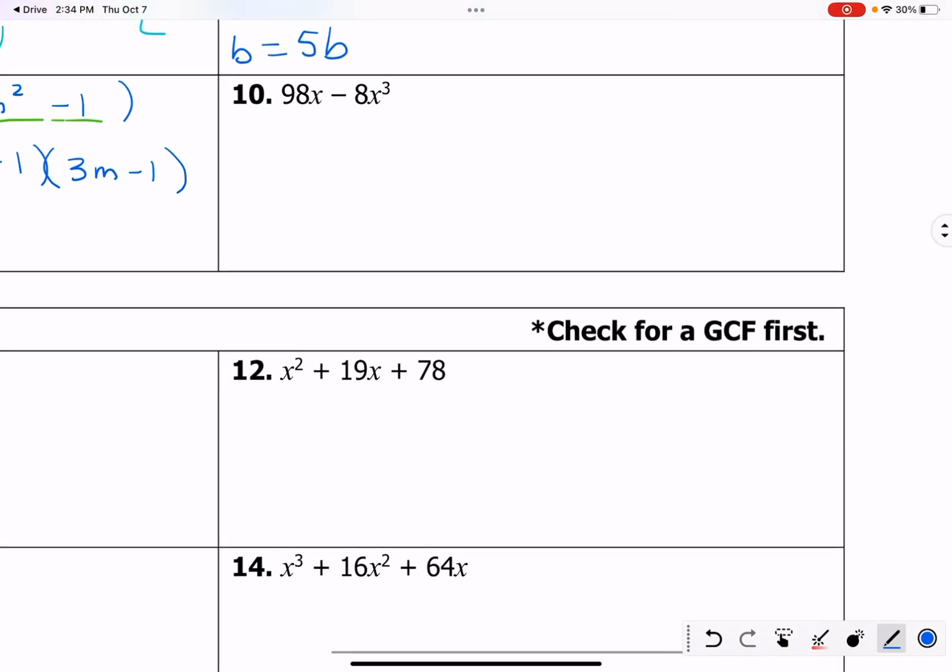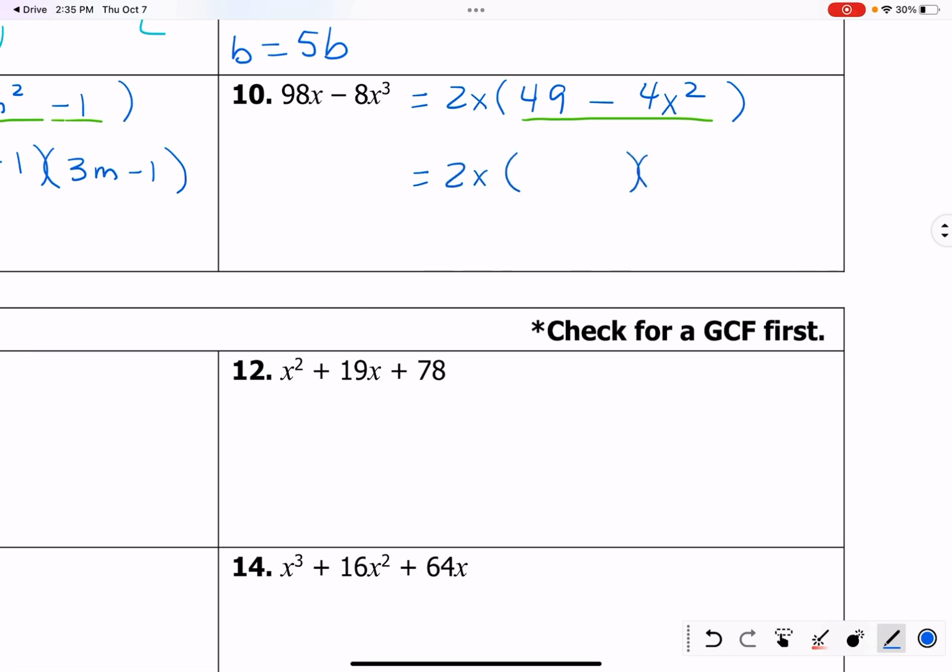Very similar idea in number 10. Let's start by taking the GCF out, which in this case would be, I think, 2x, because they're both even, and they both have at least 1 factor of x. And then we'd be left with 49 as the first term, minus, if we factor out 2x out of 8x cubed, we're going to be left with 4x squared. All right, and then we're going to reanalyze this. This is now difference of squares. So we have 2x, that's our GCF, and then we'll factor out the remaining polynomial. So the square root of 49 is 7, plus the square root of 4x squared is 2x, and we'll write the same thing with a minus.